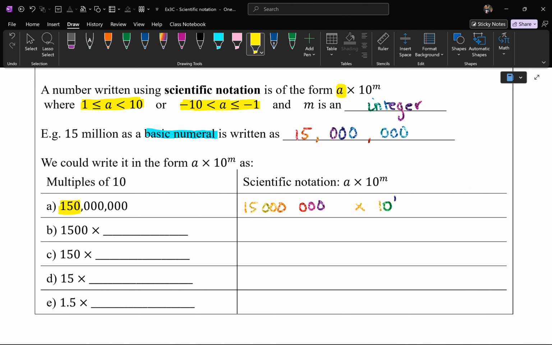Still going back to my point, why is this not scientific notation? What's the problem? Because it's not less than 10 and greater than 1. Very good. Next time, hands up. So yes, the problem is 15 million as an a value is not within the interval that we already suggested. So whilst this is true, that's not how we would write it. If I wrote 15,000 or 1,500, what's wrong?